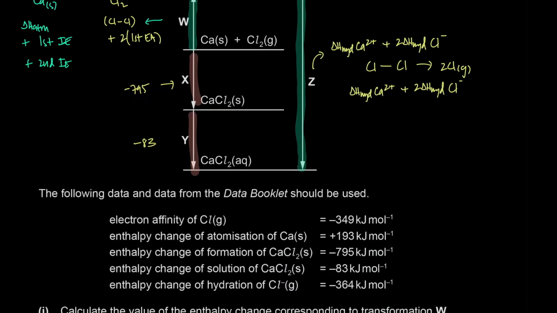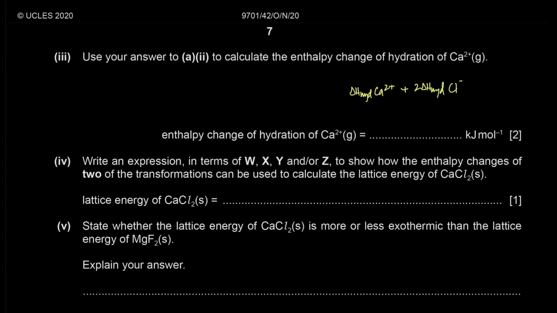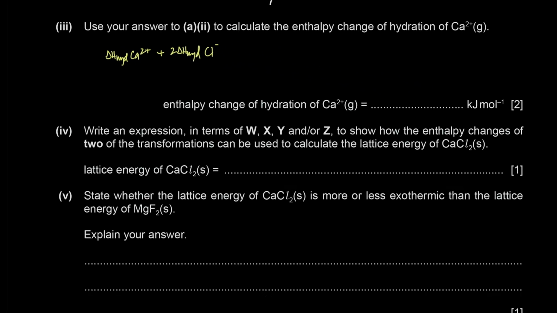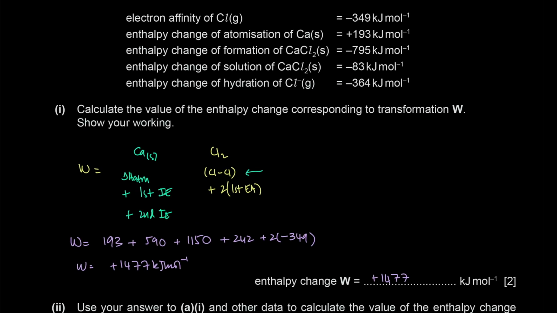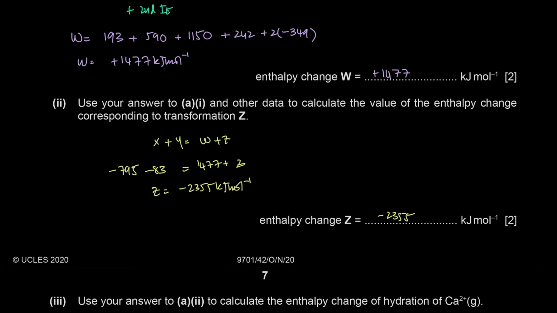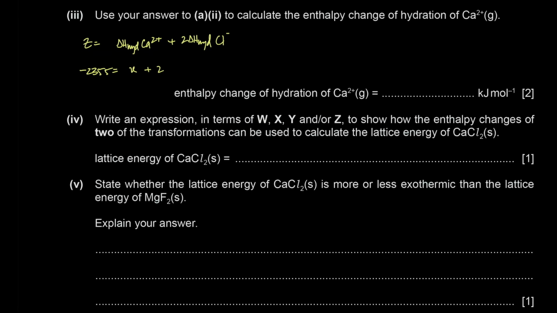Okay, what we have is this over here. This is transformation Z, and Z is negative 2355. The hydration of calcium is what we have to find. Let's call that X, plus 2 times the hydration of chloride, which is negative 364. So we have this over here plus 2 times negative 364. So what does X come out to? X comes out to negative 1627 kilojoules per mole. So that is the answer here.